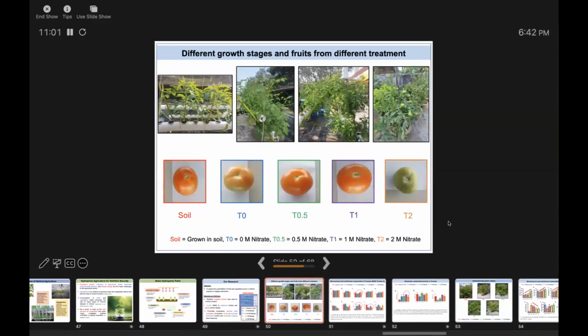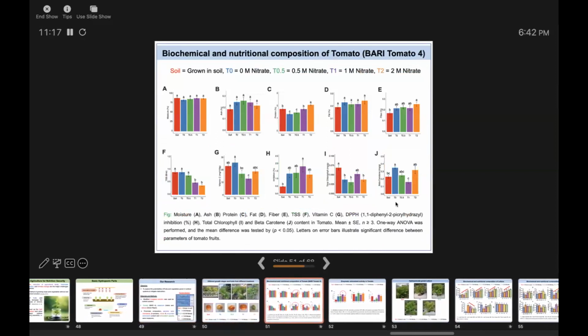Here are the pictures of the tomato experiment. We can see that due to the different nitrate treatments, the growth and maturity of the tomato varied depending on the nitrate concentration. Here are the results of biochemical and nutritional composition of tomato. Due to the nitrate increase, we can see that protein concentration increases. So if we increase the nitrate supplementation in the hydroponic system, we can increase the protein concentration of that particular tomato. We observed that at a dose of 1 molar nitrate, DPPH inhibition, that is the antioxidant inhibition, also increased.